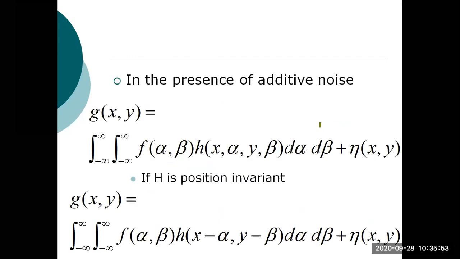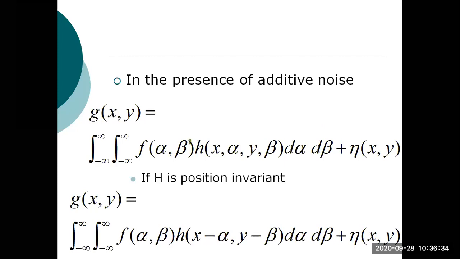Okay, now previously we have considered without noise. But if you consider noise also, what happens? Put a heading: in the presence of additive noise. Additive noise means we are adding noise. Types of noise we have already discussed: noise models, Gaussian noise, exponential noise, uniform noise. Noise is represented with eta of x comma y.